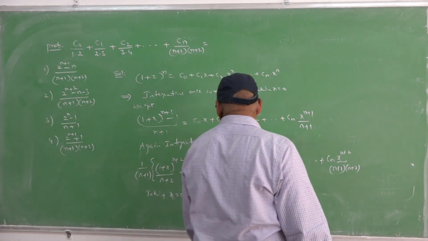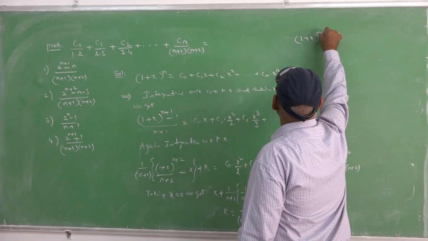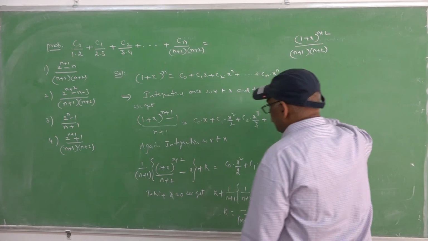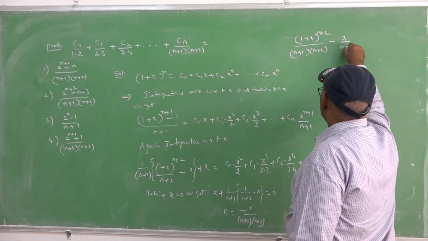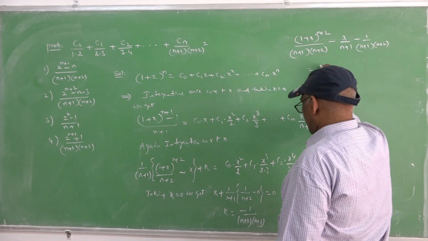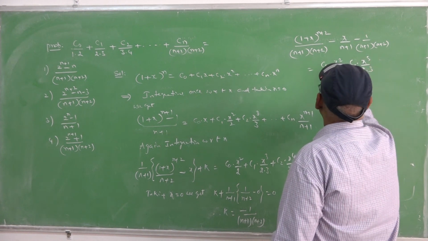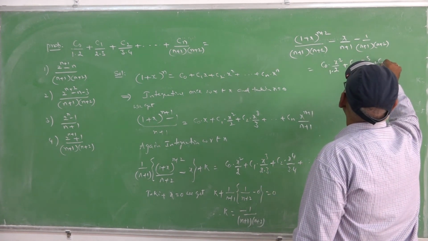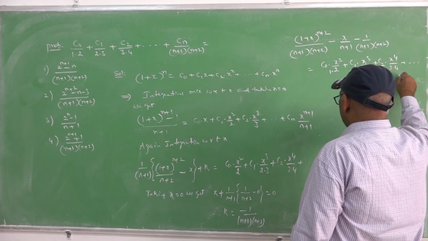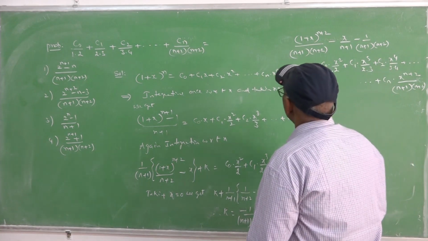Replacing k here, and on simplification we get 1 plus x whole power n plus 2 by n plus 2 into n plus 1, n plus 1 into n plus 2, of course, minus x by n plus 1 minus 1 by n plus 1 into n plus 2 takes the value c0 into x square by 2 plus c1 into x cube by 2 into 3, c2 into x power 4 by 3 into 4, like that, until cn into x power n plus 2 by n plus 1 into n plus 2. Now put x equal to 1 to get the required result.